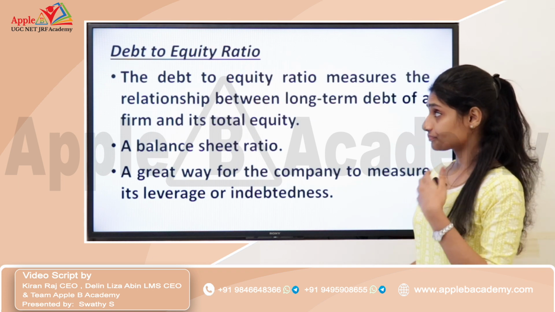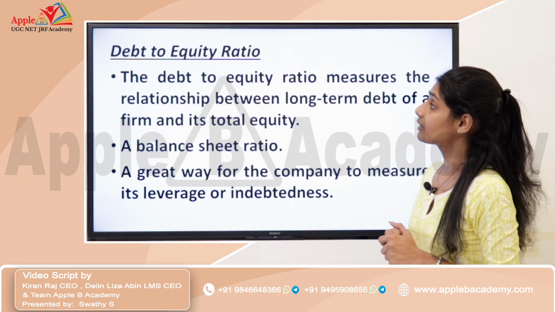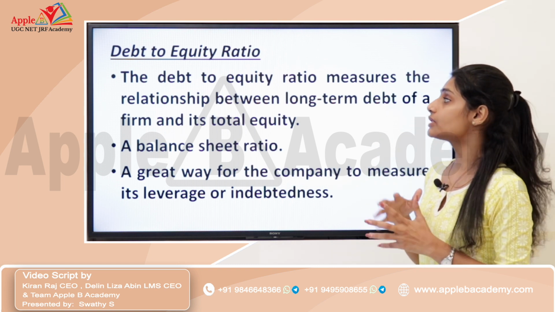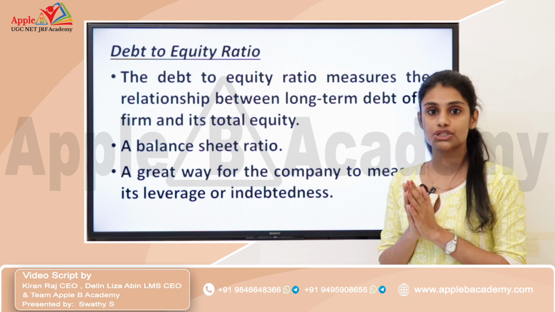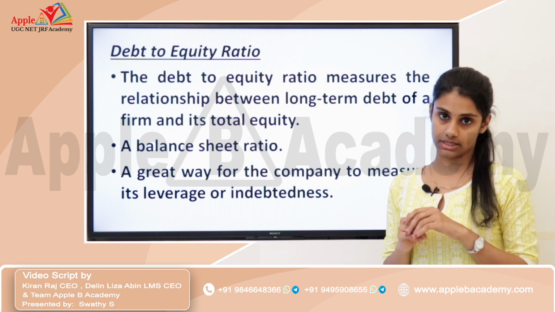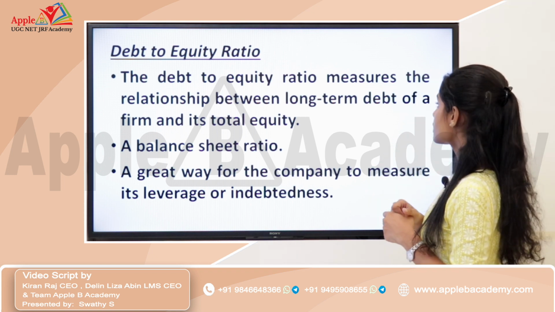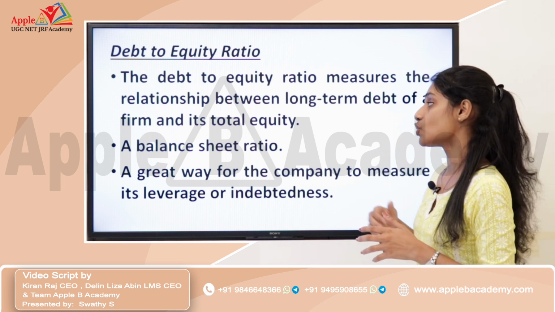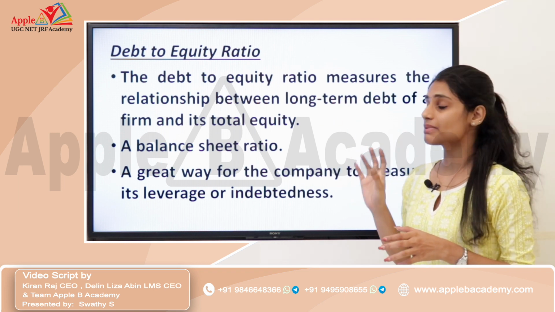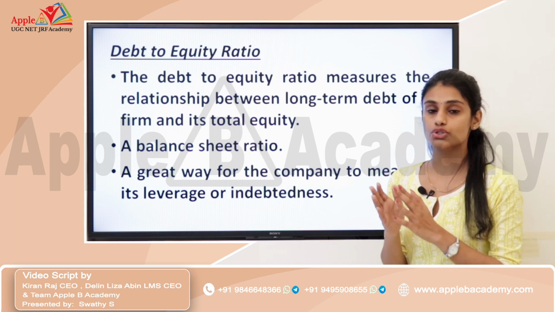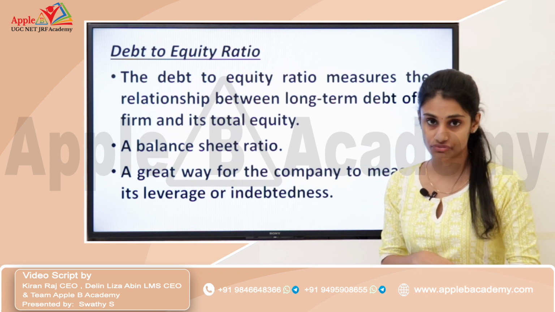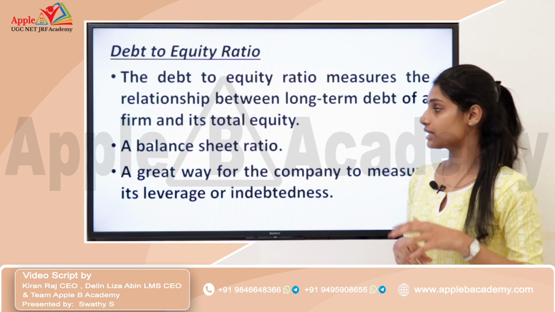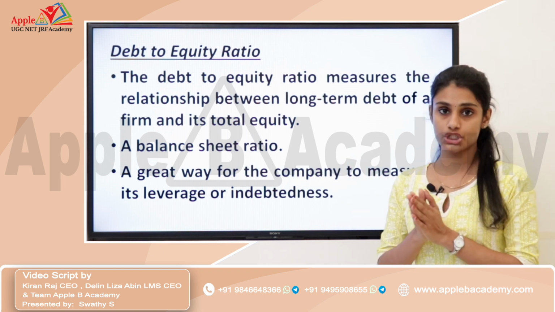Coming to the next type of ratio, that is the debt to equity ratio, or debt equity ratio. The debt equity ratio shows a relationship between debt and equity. It measures the relationship between long term debt and the firm's total equity. So this debt means long term debt. You are comparing the long term debt of the concern with the equity of the concern, and this is a balance sheet ratio.